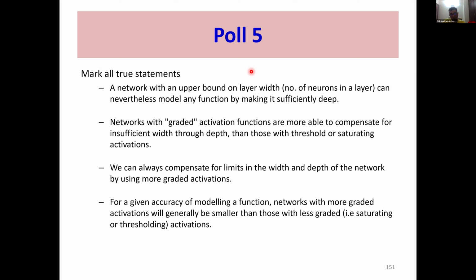True, right? We can always compensate for limits in the width and depth of the network by using more graded activations. True or false? Beyond a limit, you cannot recover, right? So the third one is false. For a given accuracy of modeling a function, networks with more graded activations will generally be smaller than those with less graded activations. True or false? True, right? Because the more graded activations convey more information downstream.